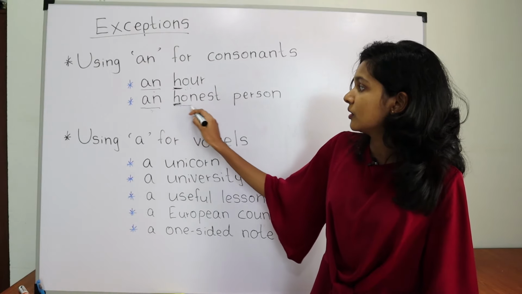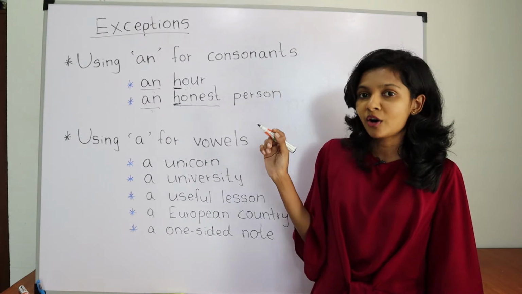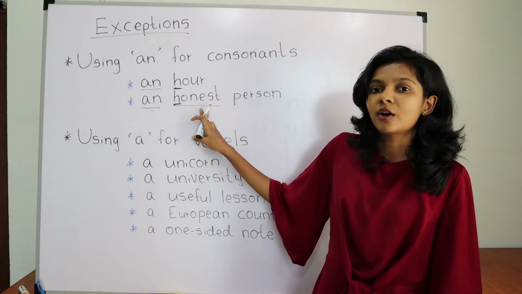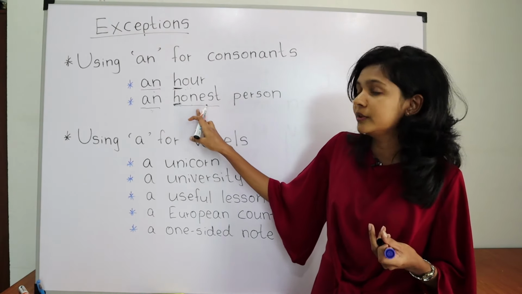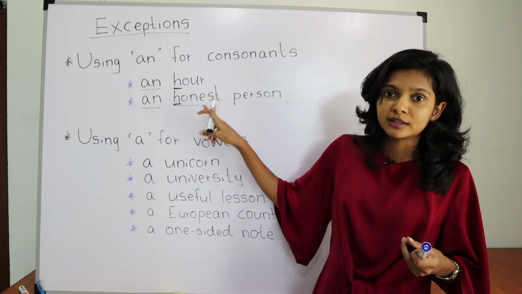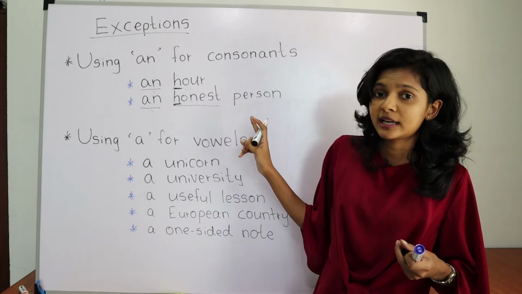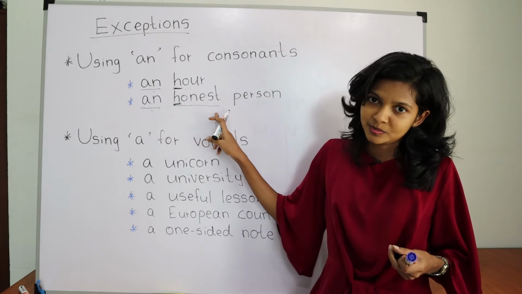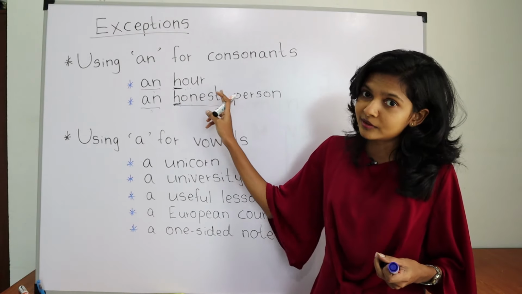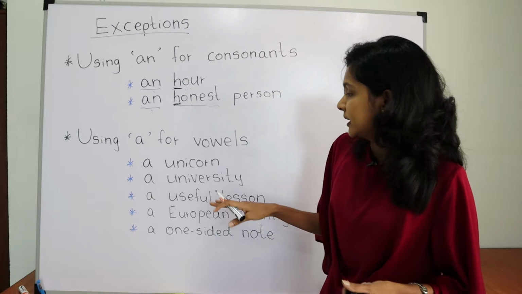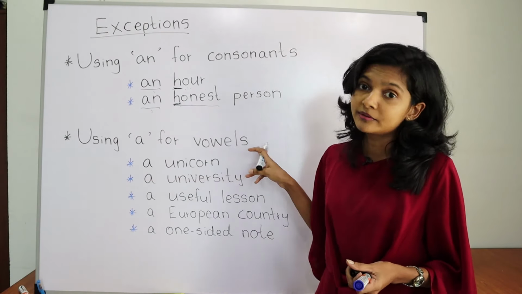Here also we don't pronounce this word as honest with an H sound. That is wrong. You have to say the word as onest, start the word with O sound. So we have to use an honest person. Again, I will remind you, an hour, an honest person. Don't say a hour or a honest person. Then the next point, using a for vowels.